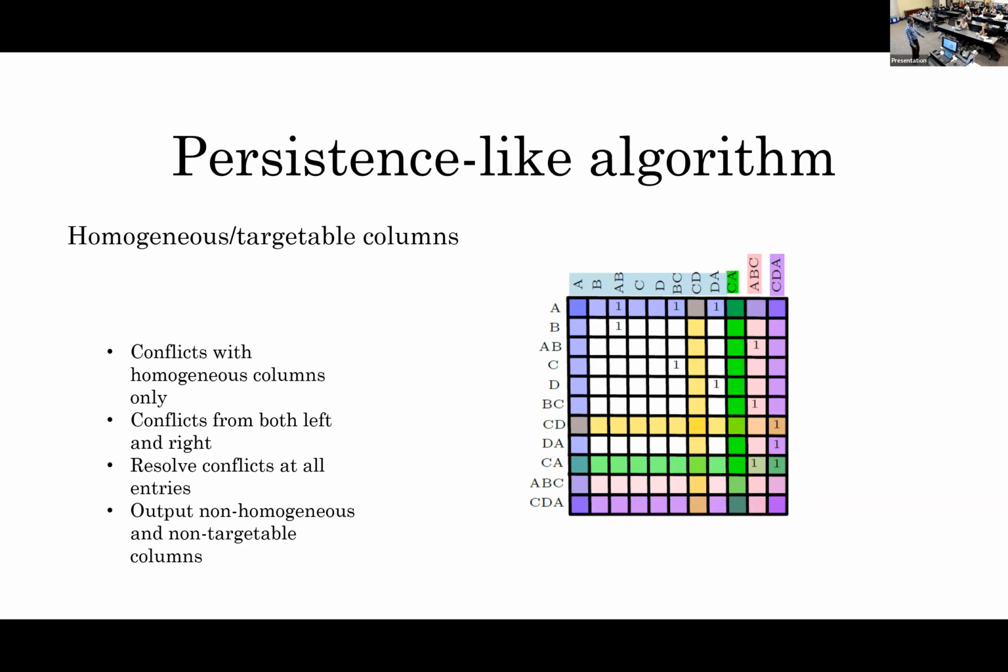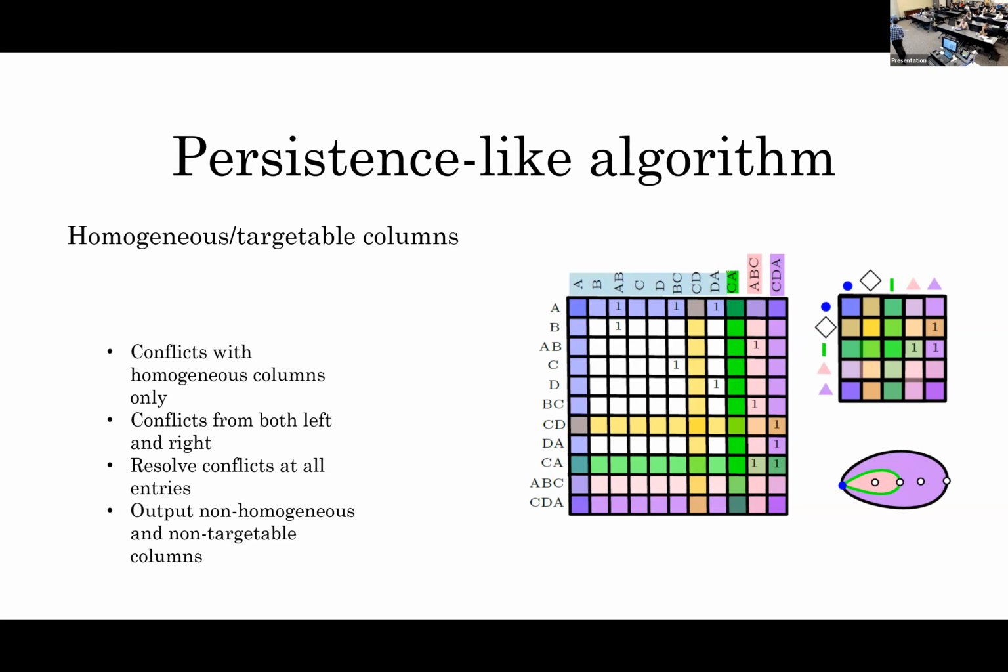Now, how do you output? As I said, the output is only the non-targetable and non-homogeneous columns. Let's look at it in this example. First, the leftmost column, A, definitely has to be output. It is non-homogeneous and non-targetable; nobody has targeted it. And that corresponds to this vertex. Then comes this orbit. The orbit is given by the column CD. CD is zeroed out, is non-homogeneous, and is not targeted by anyone. You can check. So CD, yes.